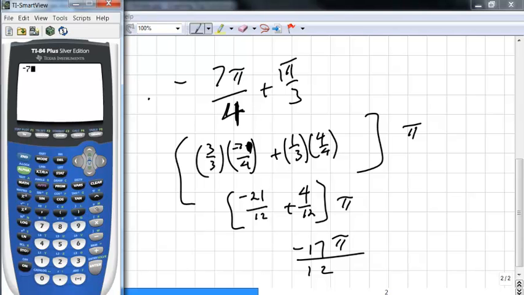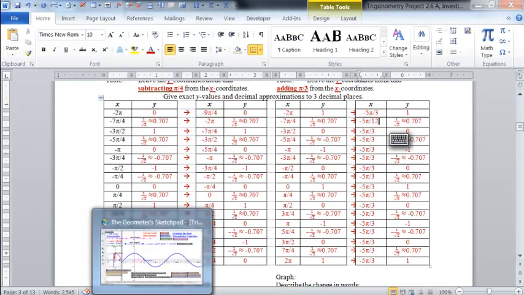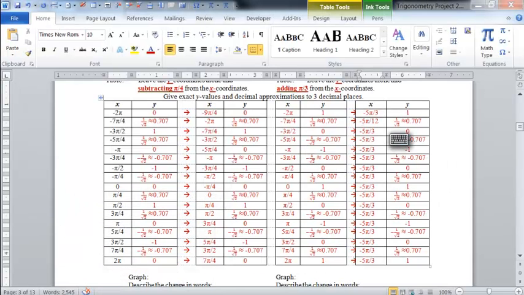Negative 7/4. Let's just do fractions. Let's be sure we put it in parentheses. Negative 7/4 plus 1/3. They both have a pi, so. And I can change that to a fraction. Negative 17/12 times pi. So this is negative 17/12.